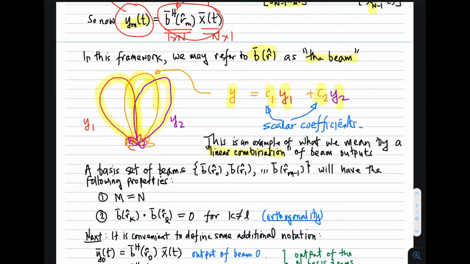So the set of beams that does this is known as a basis set, and we can write down that basis set as the set of beam vectors, b for r hat sub 0, b for r hat sub 1, through b for r hat sub M minus 1. That is, the M beams that form the basis set. Now from basic linear algebra, we know two things about a basis set. We know, first of all, that the number of beams is going to be equal to the number of elements. Secondly, we know that the dot product between any two beam vectors is 0 as long as we're not talking about the same beam. And we refer to that property of a basis set as orthogonality.